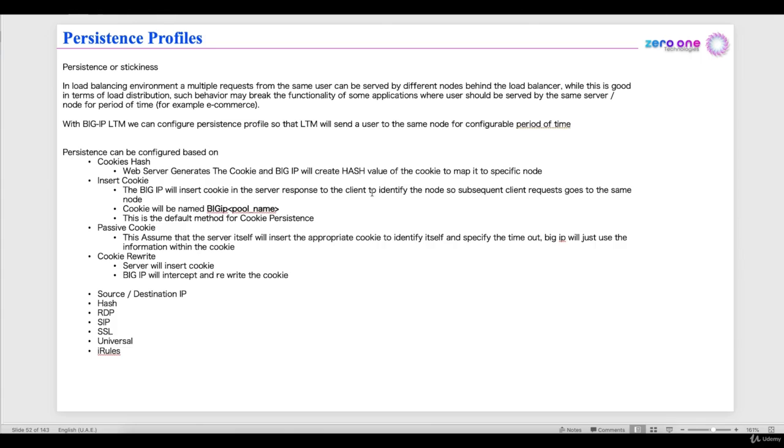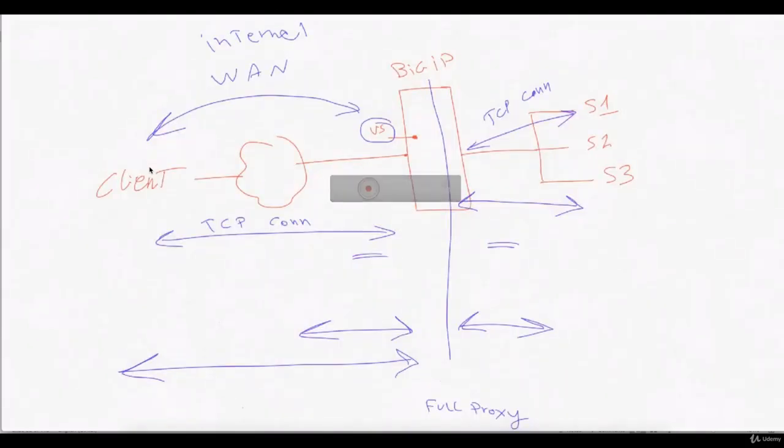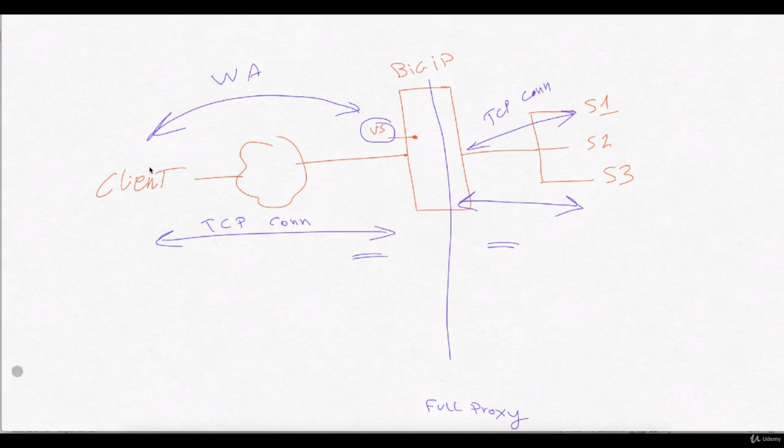Now, when we want to use the cookie, we actually have 4 different options to choose from. The first one is the cookie hash, and let's talk about it on the whiteboard. So let me just clear up a little bit of the mess.